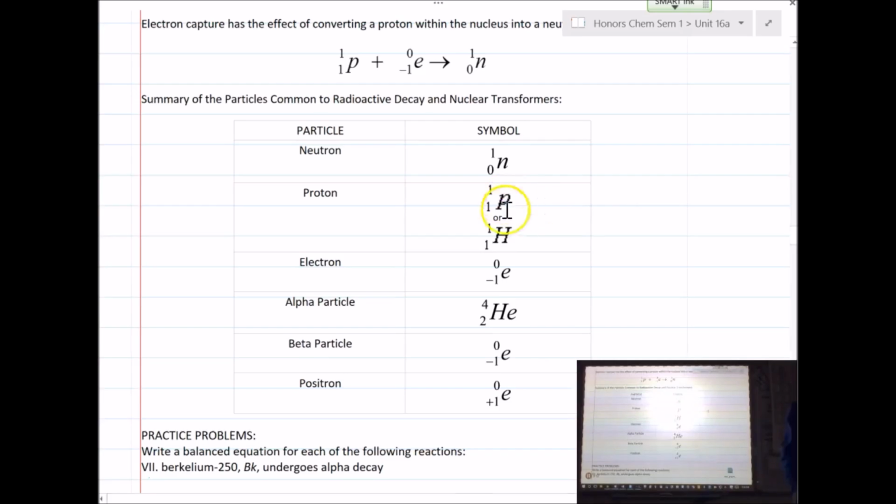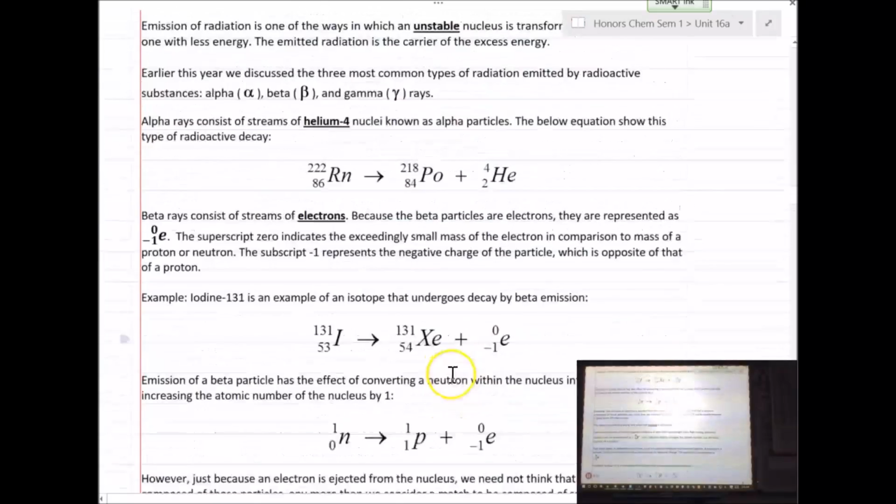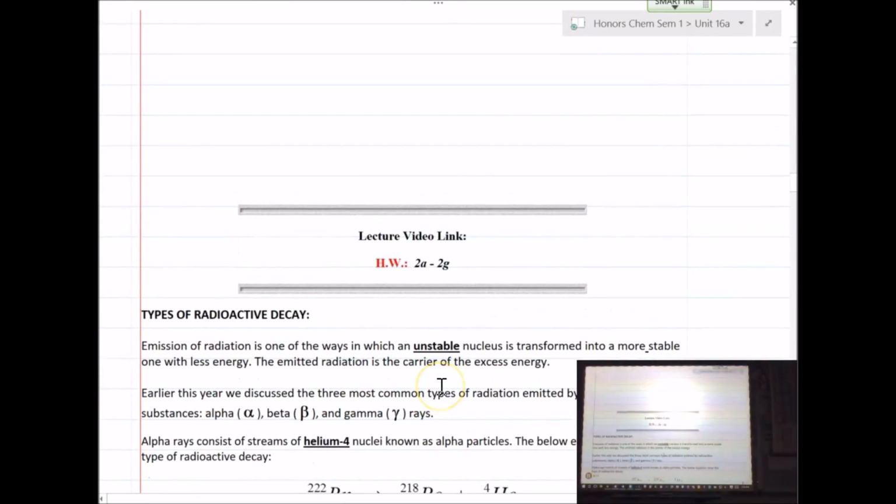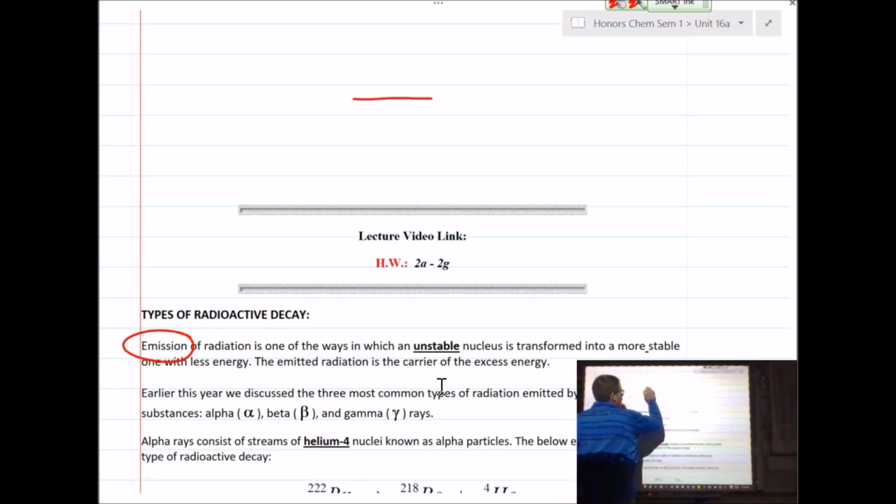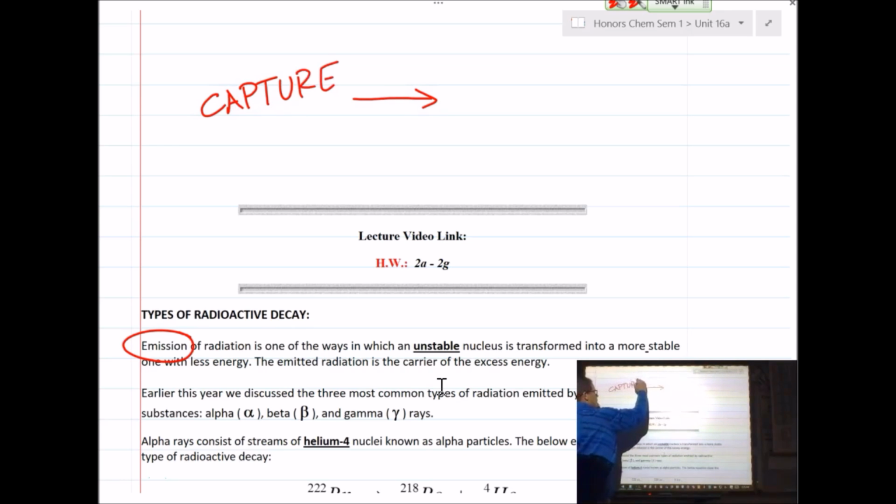Also, I'll go through some of the reactions here. Let me find an empty spot. You'll hear the term emission. You'll hear the term decay. I'm trying to find if there's a decay somewhere written. Yeah, I don't see it. But here's what I want you to know. There's the arrow.